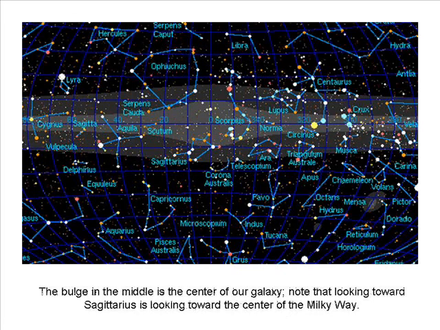Slide 12 shows the various constellations seen in the night sky. The elongated gray portion is this cross-section of the densest part of our galaxy. The bulge seen in the corner of the gray area is the midsection of the galaxy. Note that when you look toward Sagittarius, you're looking toward the center of our galaxy.